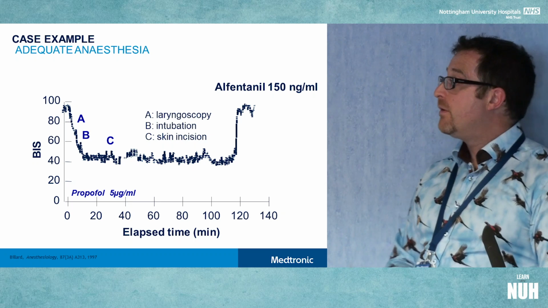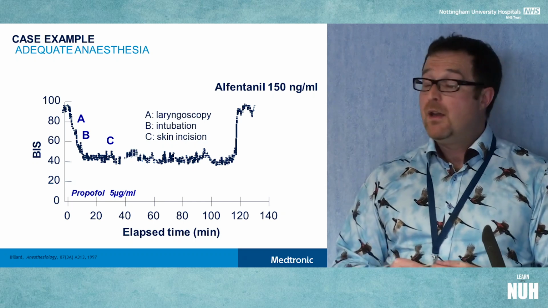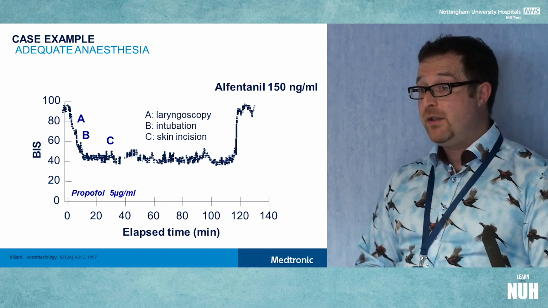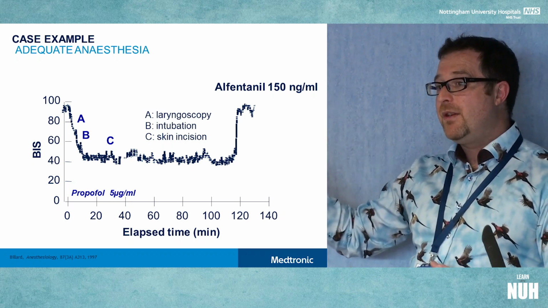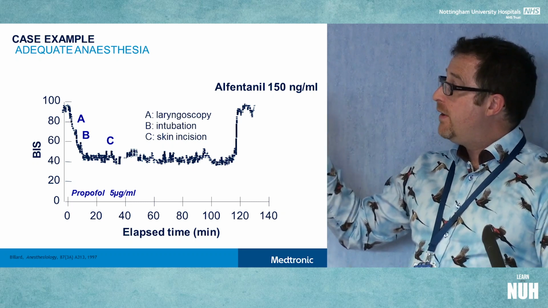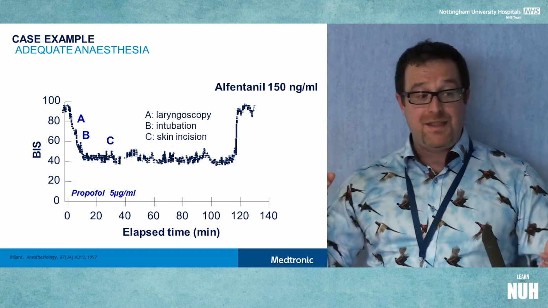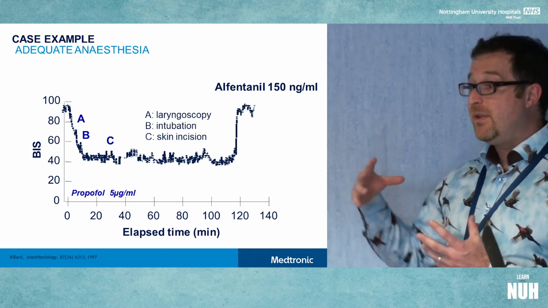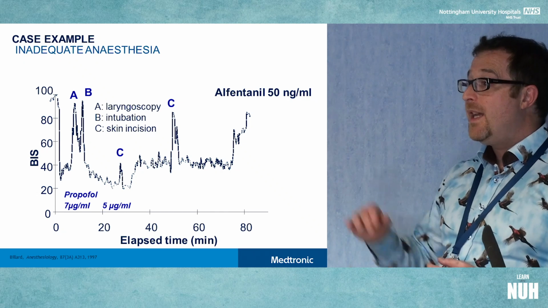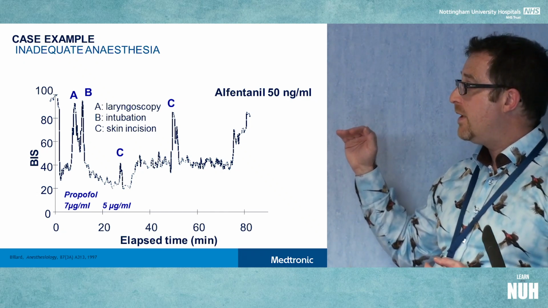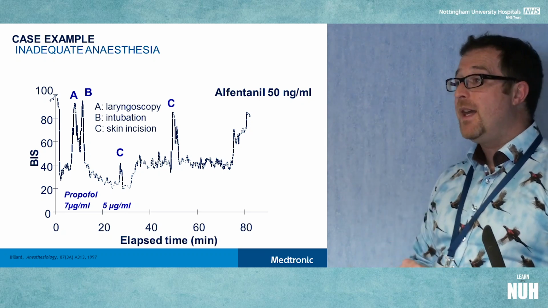So a couple of quick examples. I talked about the fact earlier that BIS was a hypnotic relative depth monitor, but you can get different cases depending on your overall balance. So this case study is showing two similar patients having the same sort of surgery but with two levels of analgesia. So this patient had a high level of alfentanil, and we can see at various stimulation points there was very little reaction in BIS. But compare that to the patient case where three times less analgesia was used, and we can see quite dramatic peaks in BIS at various stimulation points.